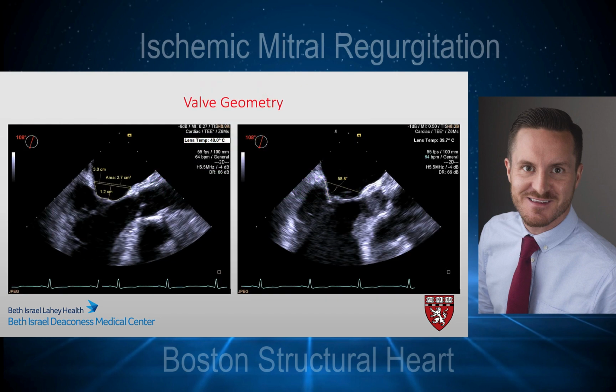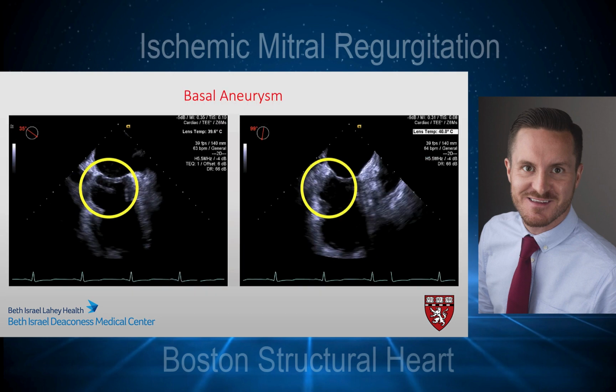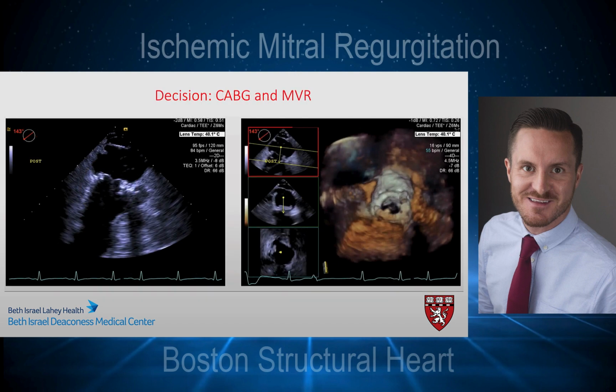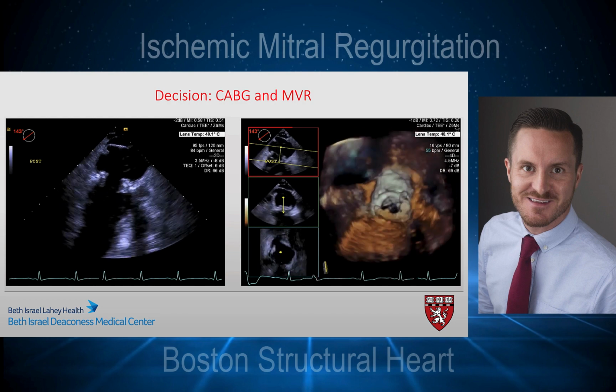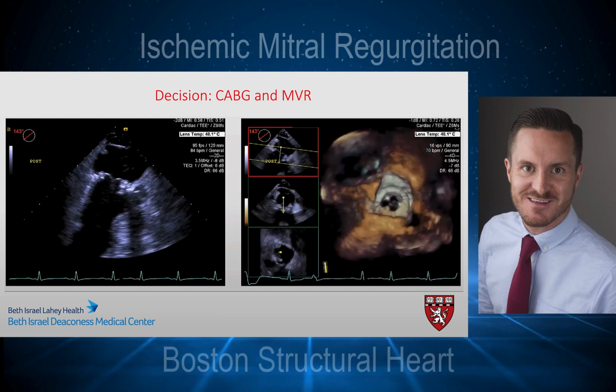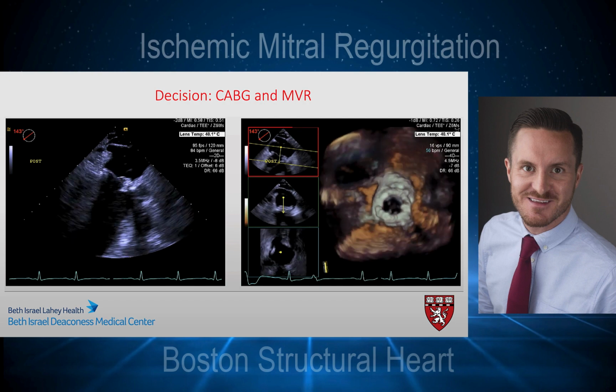Looking back at our patient, we can clearly see there is evidence of significant remodeling, as evidenced by the increased tenting height, tenting area, and also the P3 leaflet angle, which was measured at 59 degrees in this patient. Also, very importantly, there was evidence of a basal aneurysm that is highly associated with repair failure. Given all the evidence we've collected, our decision was to proceed with a CABG and mitral valve replacement. This surgery was done, and the patient did quite well in the post-operative period.